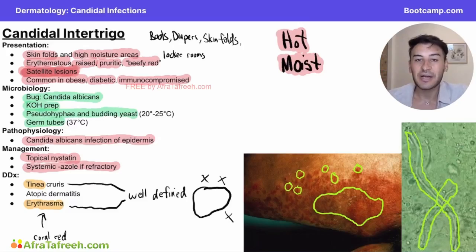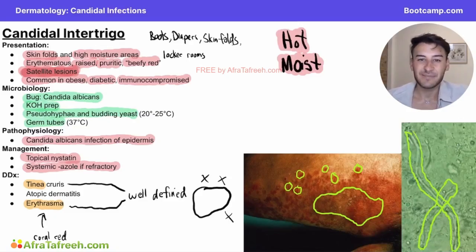Lastly, let's talk about a non-infectious differential here. This is going to be atopic dermatitis, also known as eczema. So eczema is going to be really common in our children. And usually these children are going to lack any history of a hot or moist environment or a history of being immunocompromised or having diabetes.